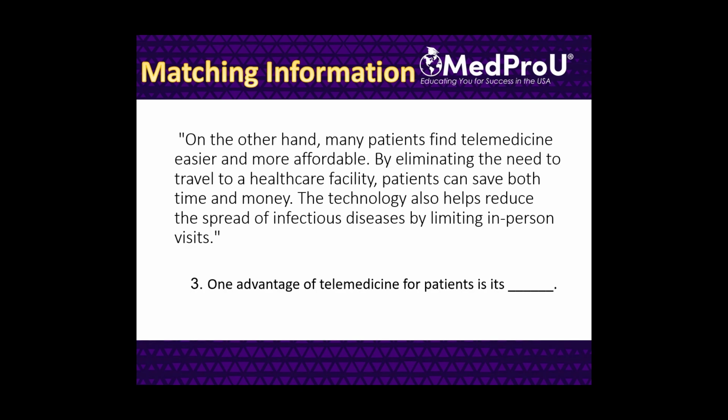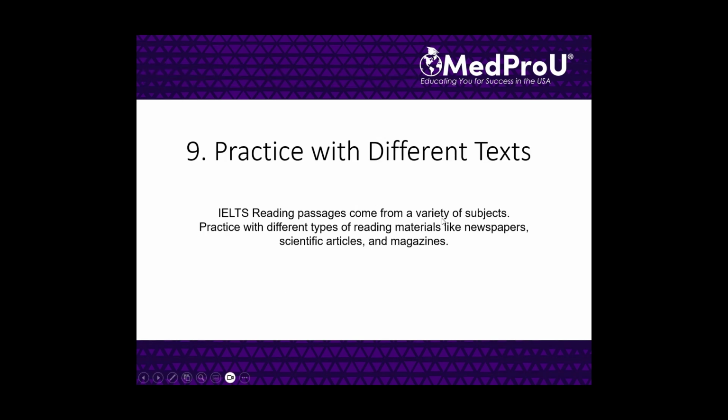Okay, I can see correct answers. Instead of saying affordable, you have to say affordability. You have to make sure that it is grammatically correct. So we are talking about affordability. It's more affordable for patients. Okay. So number 9, you have to practice with different texts.